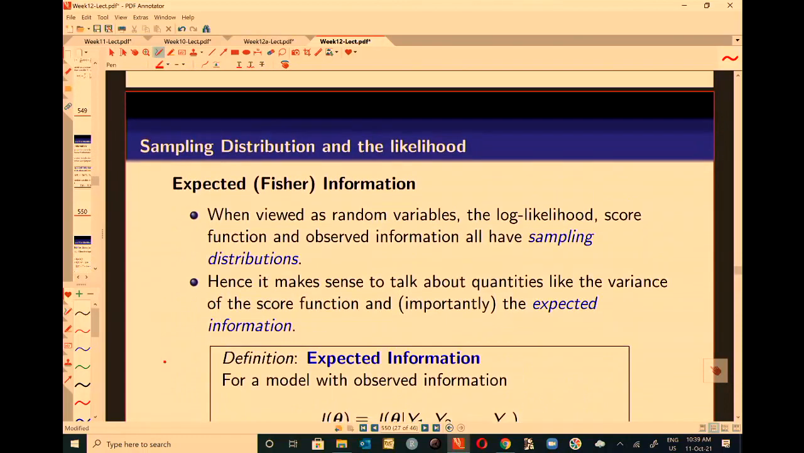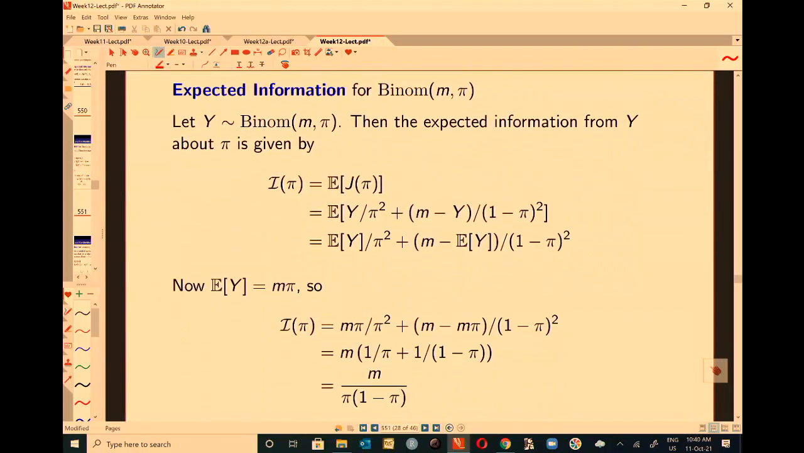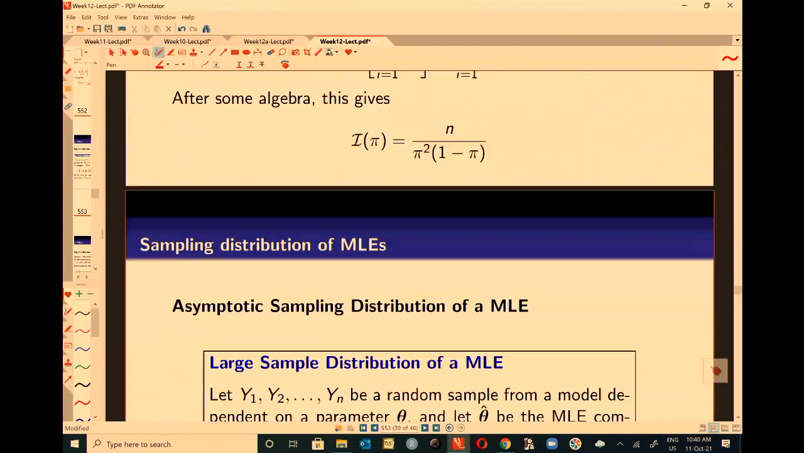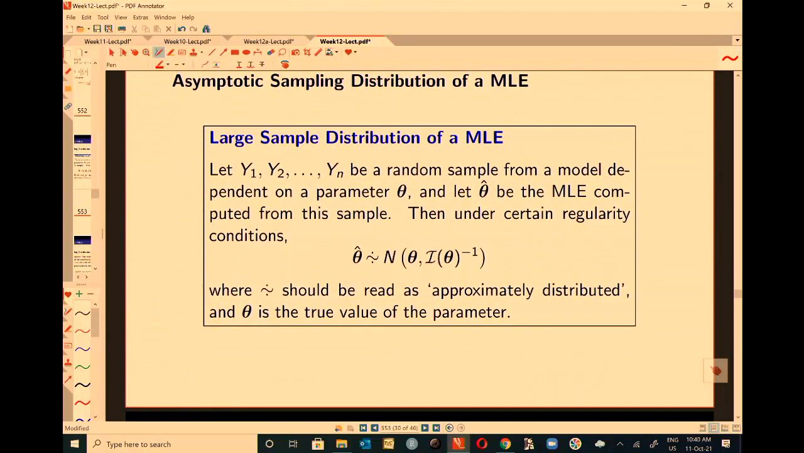And this is for the binomial, can be worked out very, very easily here. The idea is this. This thing called information actually does have some meaning behind it. Its inverse is the variance, in this case, of my estimator.